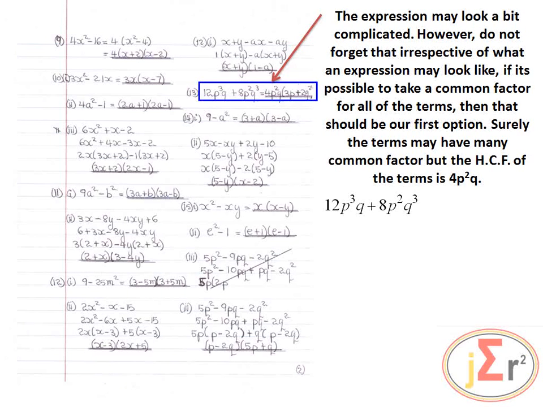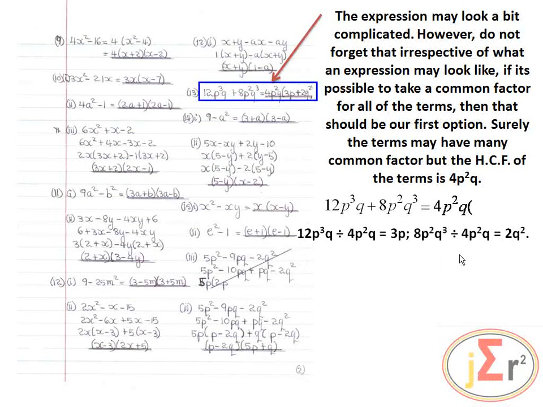Surely the terms may have many common factors, but the HCF of the terms is 4p squared q. And we will take a look at how we arrive at the highest common factor. And as we progress through these tutorials, we will take a look at another method that we may use to arrive at the highest common factor. So let us get with it. The highest common factor on this occasion is 4p squared q.